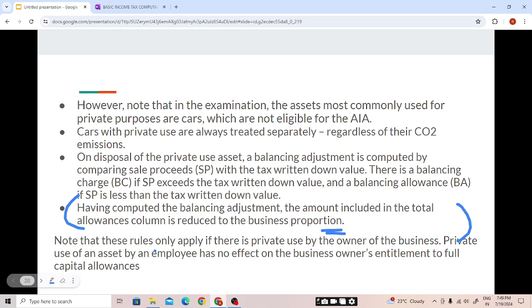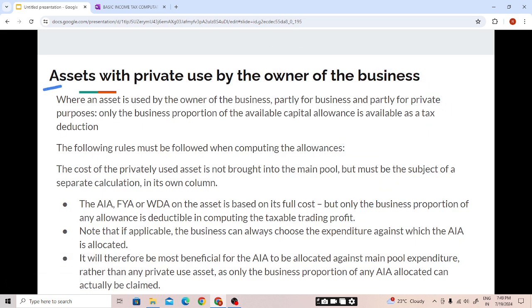Note that these rules only apply if there is private use by the owner of the business. Private use of an asset by an employee has no effect on the business owner's entitlement to full capital allowance. If an employee is using it, full capital allowance will be available. Now students, we will revise the rules and then we'll do a question.